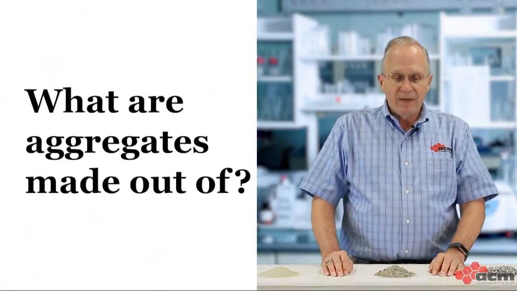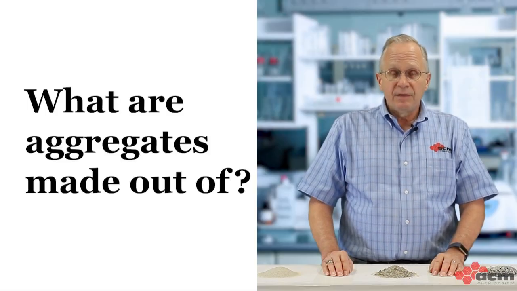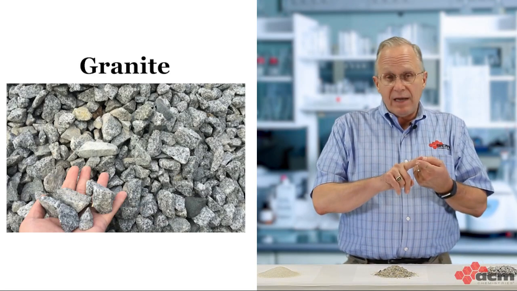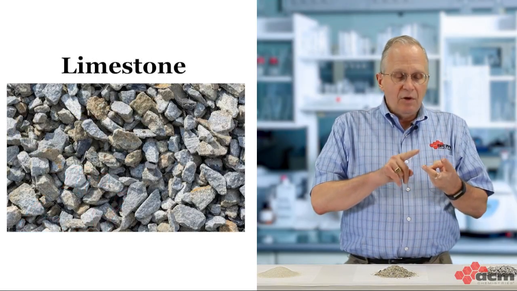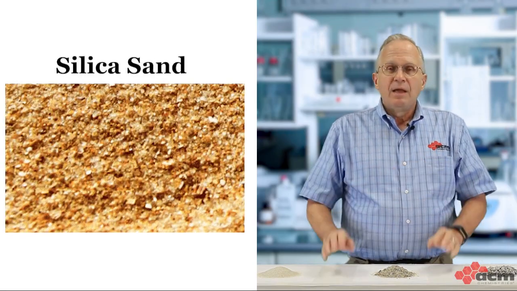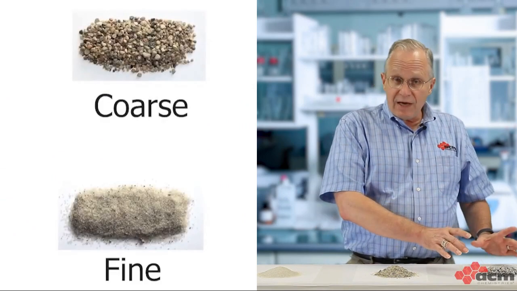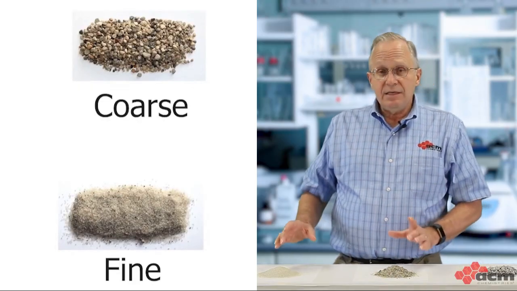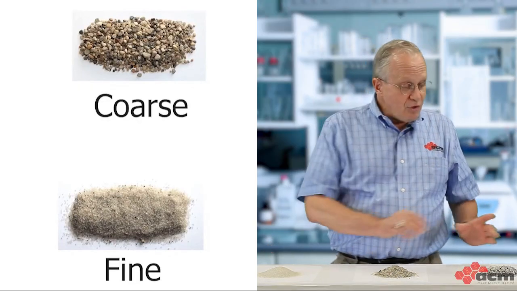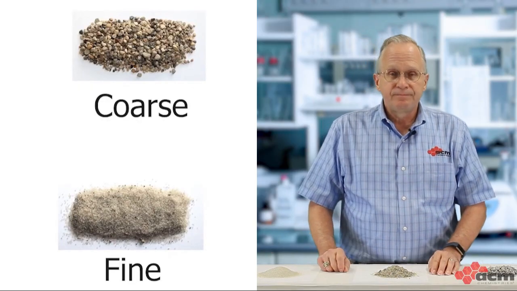So let's look a little closer at our aggregates. First, what are they made out of? Basically, they're mostly natural materials such as granite, limestone, or silica. Second, we can categorize them by their size, and we use two different categories. First, coarse aggregate, and the second is fine aggregate, or stone and sand.